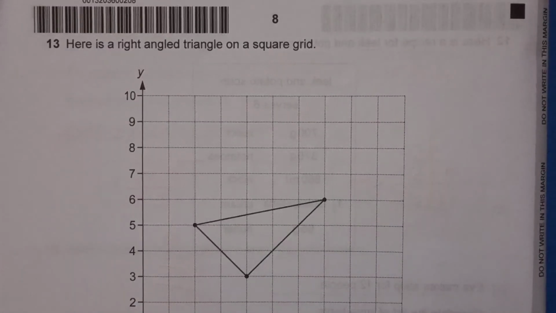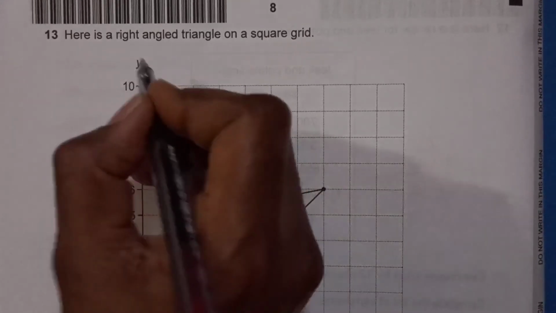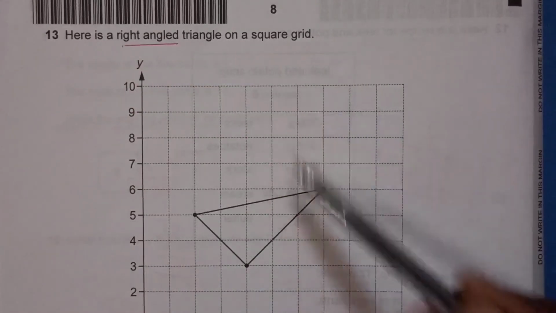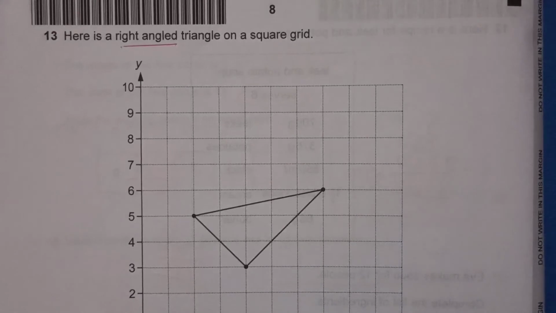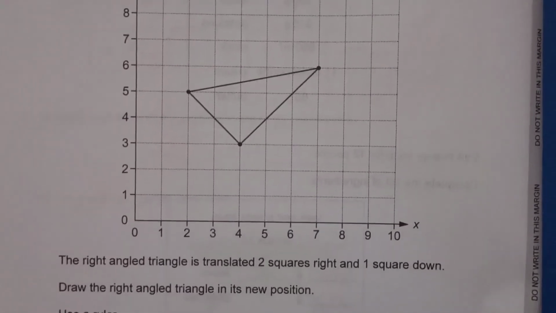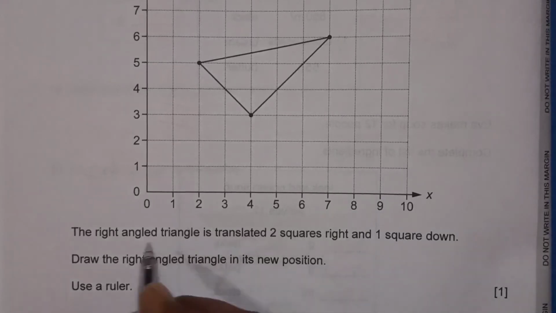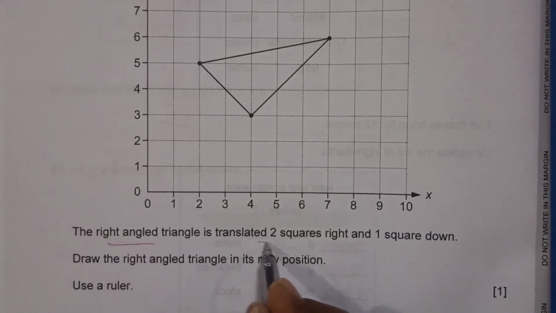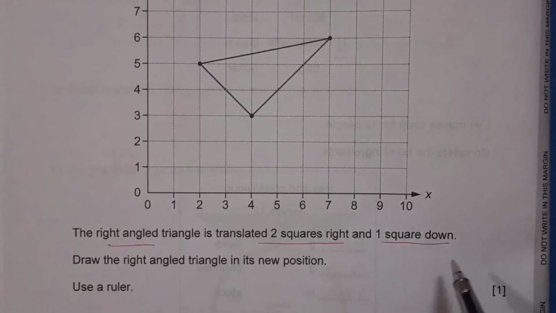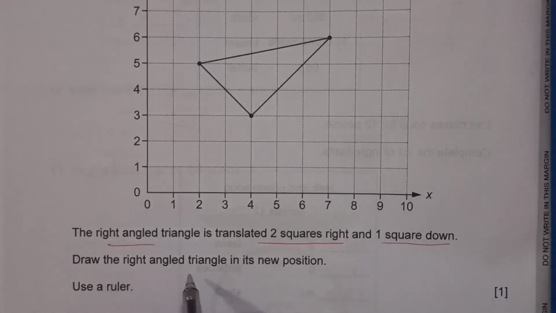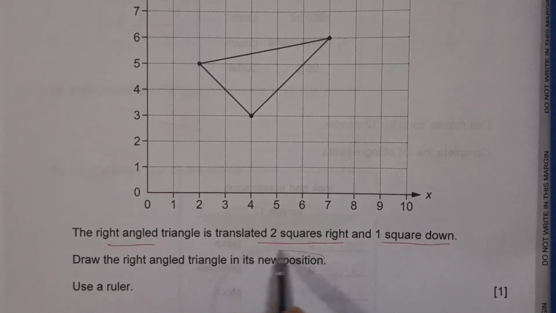Question number 13. Here is a right angle triangle. We are given the right angle triangle on the square grid here. So let's see what is the question. The right angled triangle is translated 2 squares right and 1 square down. Draw the right angle triangle in its new position. So we need to draw this, use a ruler.